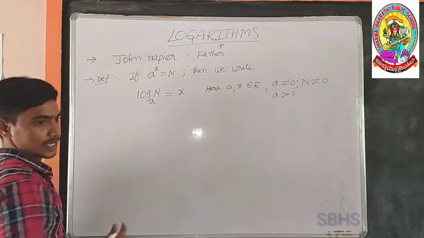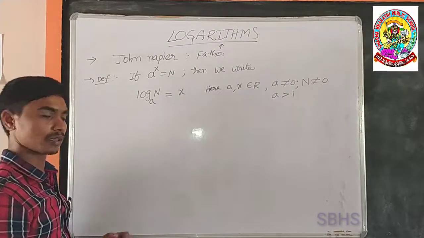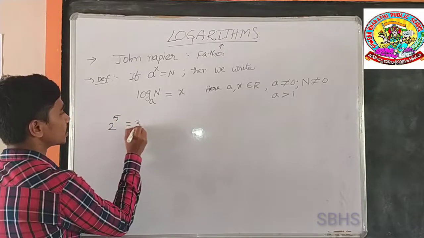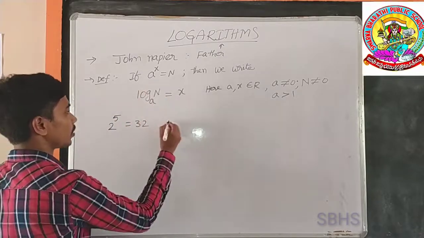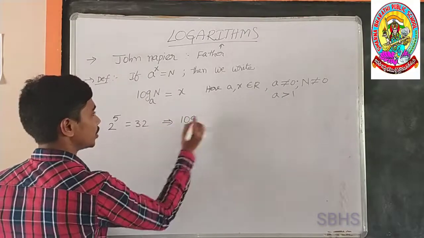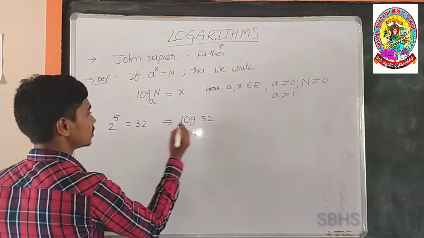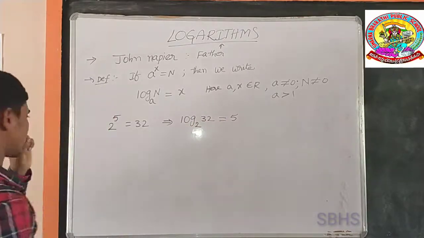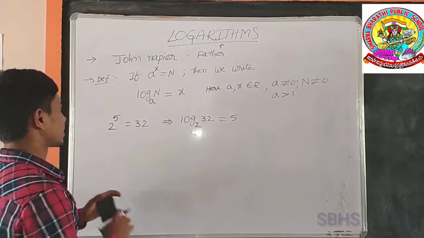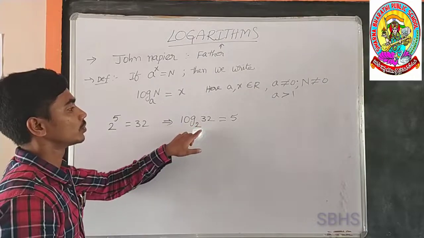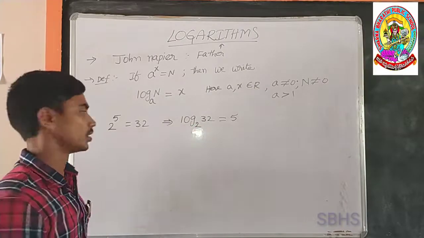Now, expressing an exponential form into logarithmic form. 2 to the power of 5 is equal to 32. Express this in logarithmic form simply as log 32 to the base 2 is equal to 5. It is read as log 32 to the base 2 is equal to 5.